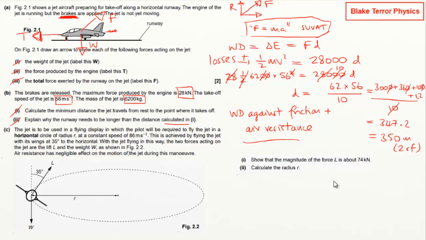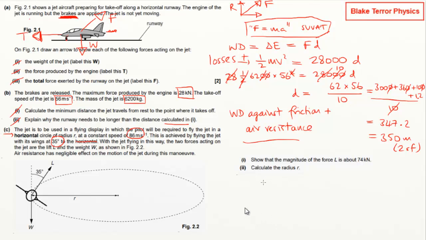Right, now the jet is in the air. It's flying in a horizontal circle, radius r, constant speed of 86 meters per second, and it's doing this by tilting 35 degrees. It's saying there to the horizontal, but clearly that's to the vertical. So yeah, they've made a mess up there in the question. With the jet flying in this way, there's two forces. Okay, so show the magnitude of the force L is about 74 kilonewtons.